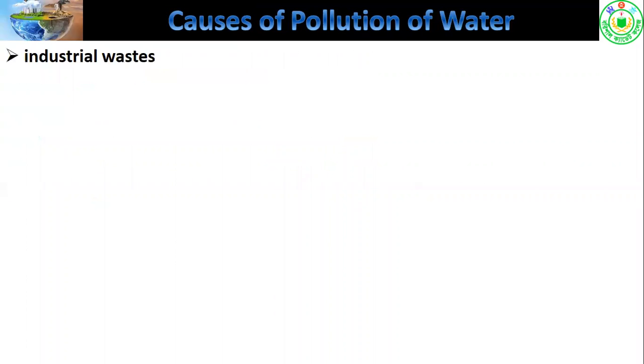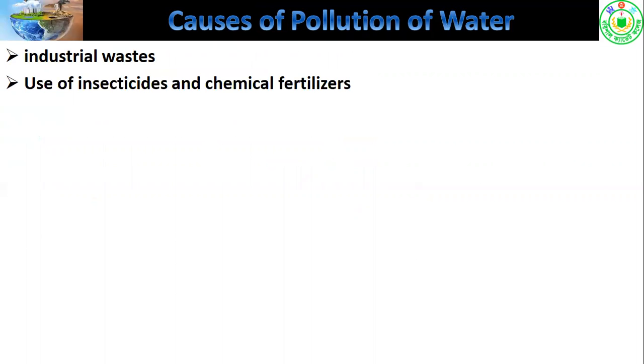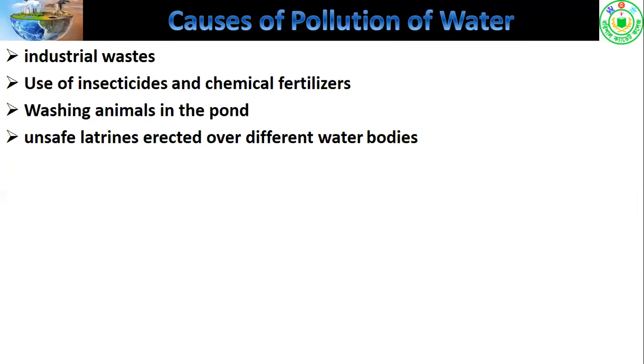Now, causes of pollution of water: industrial wastes. If we discharge industrial waste, the water gets polluted. Then use of insecticides and chemical fertilizers in the land, and ultimately these chemicals and insecticides get washed away by water and mix up with the river water or canal water or pond water. Washing animals in the pond: sometimes in rural or village areas, we wash our animals in the ponds or canals, and because of this, the water gets polluted.